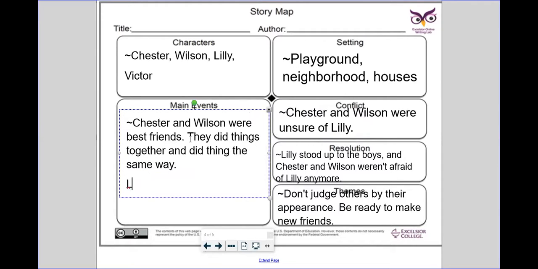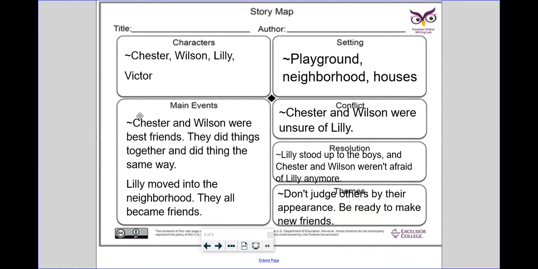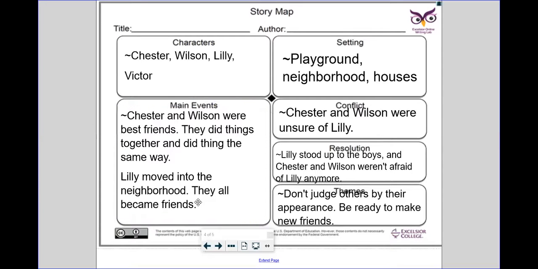Then who came onto the scene? Lily moved into the neighborhood. And then what happened after Lily moved into the neighborhood? They all became friends. And then at the end of the story, what happened? We see that somebody else moved in. We see Victor moved in to the neighborhood.